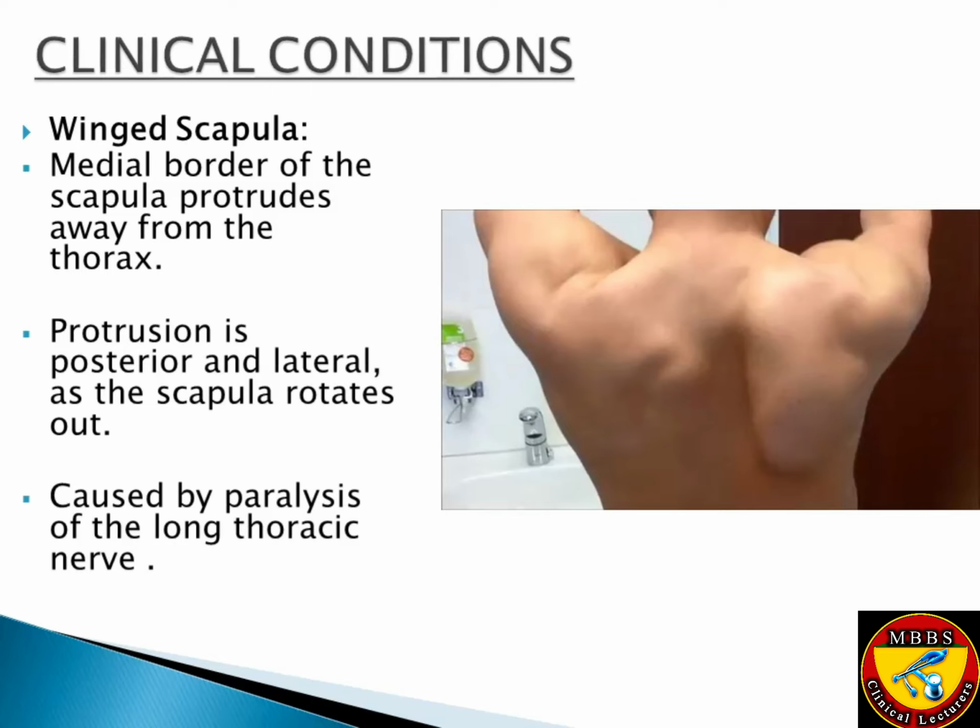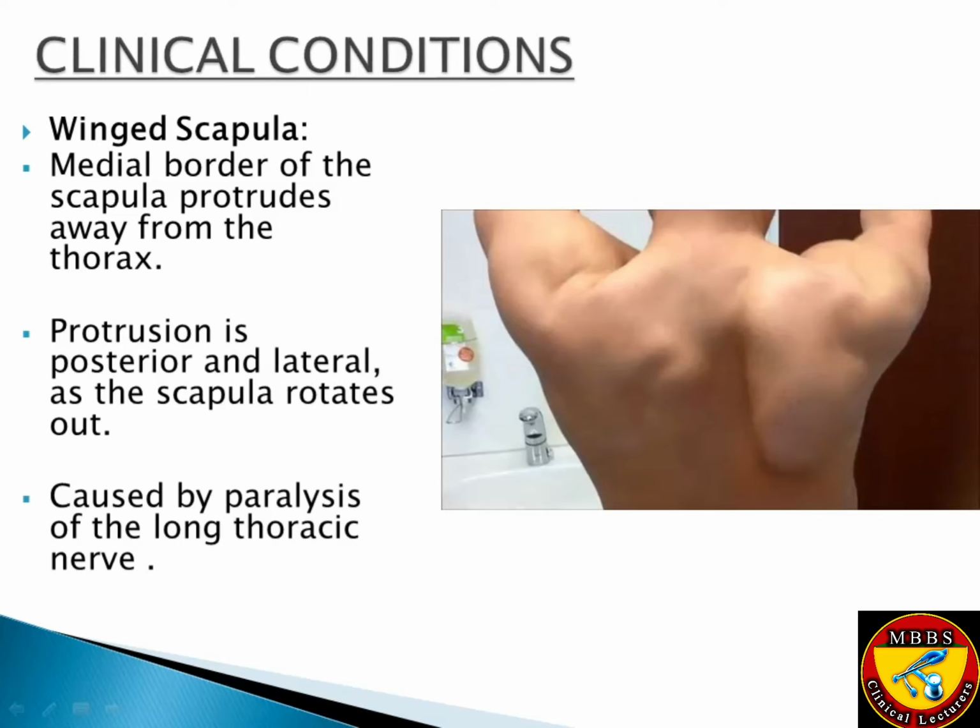Another clinical condition is called as winging of scapula, in which the medial border of the scapula protrudes away from the thorax. So look over here. This is the winged scapula. The medial border of the scapula can be seen clearly prominent. The protrusion of the medial border is posterior and lateral as the scapula rotates out.